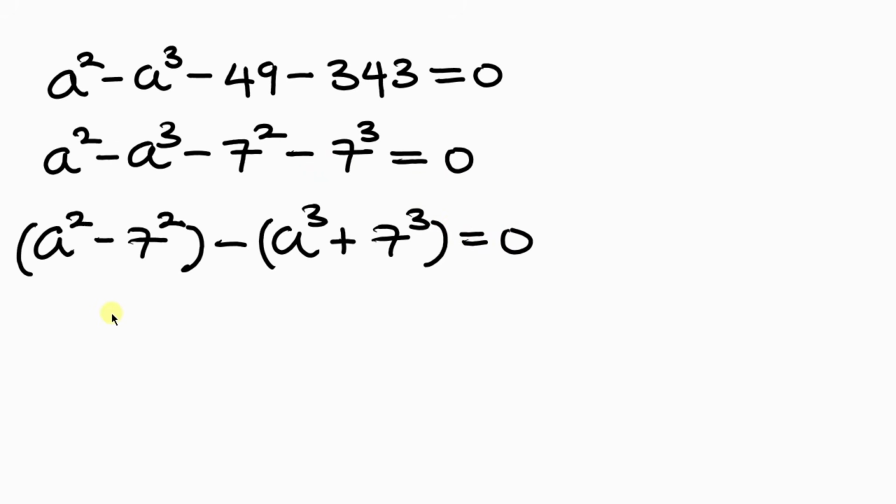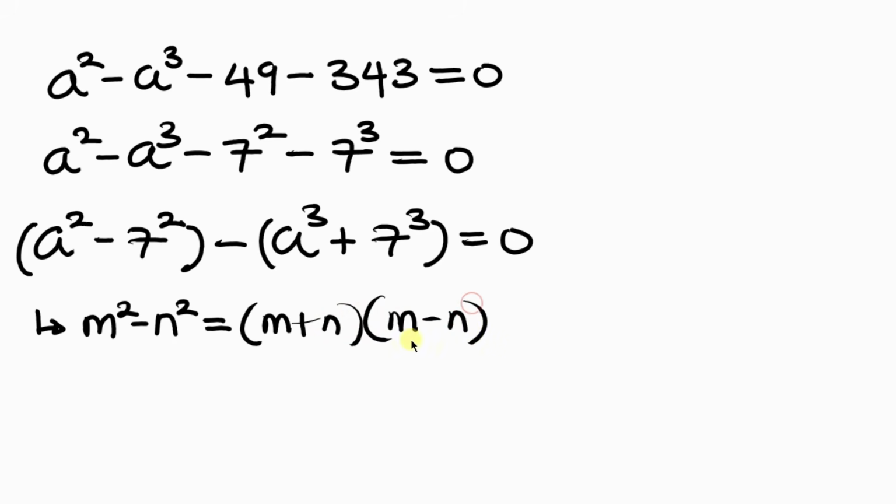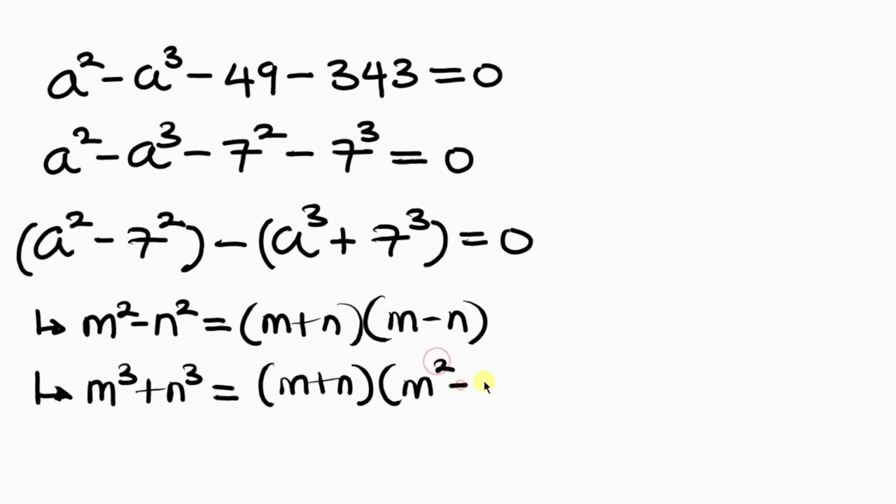You notice two identities. We have the difference of two squares, and we have the sum of two cubes. For difference of two squares, let's write the identity here. When I have m squared minus n squared, this is the same as m plus n times m minus n. While for the sum of two cubes, which is m cubed plus n cubed, this has an identity of m plus n times m squared minus m times n plus n squared.